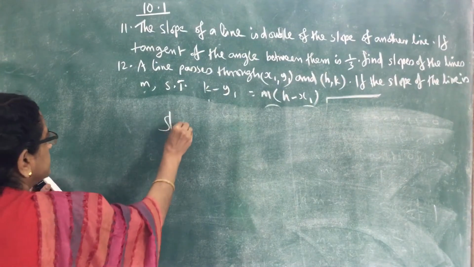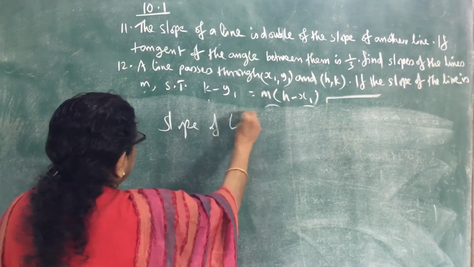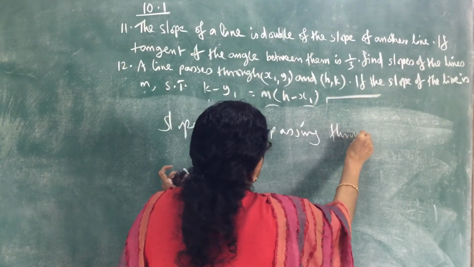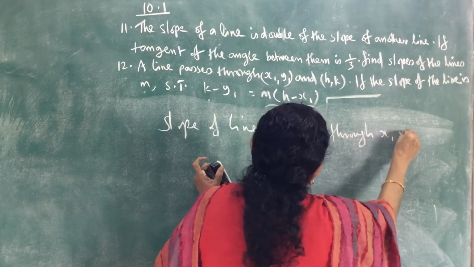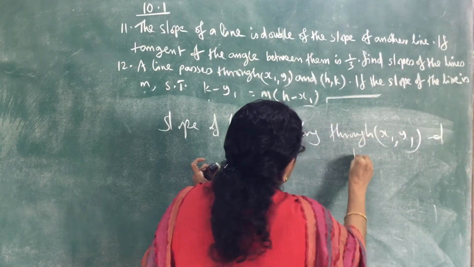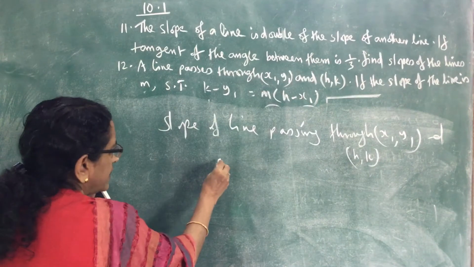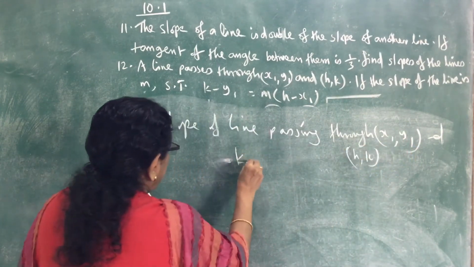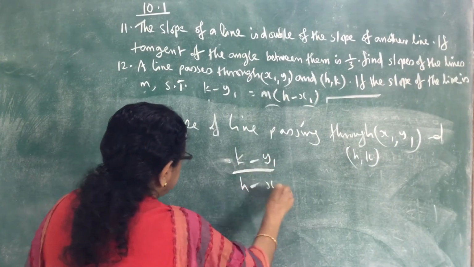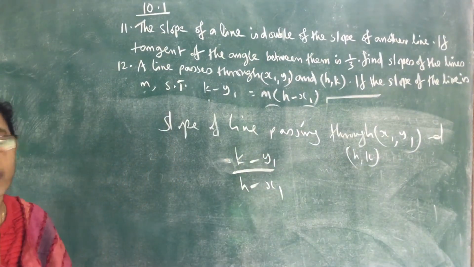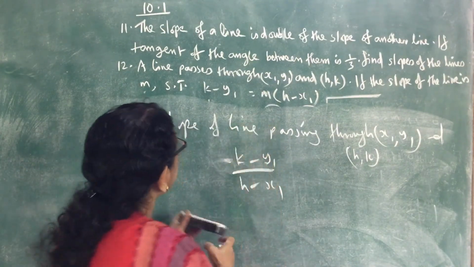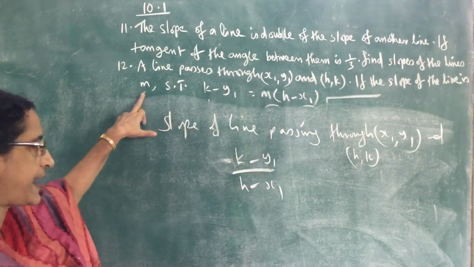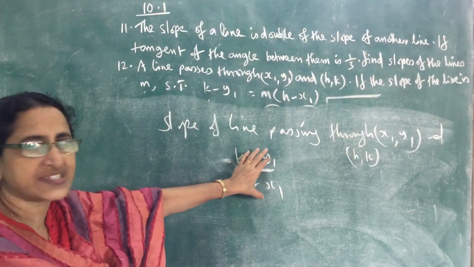So the slope of the line passing through x1, y1 and h, k, that is y2 minus y1, what is y2? k minus y1, divided by h minus x1. That is the y2 minus y1 by x2 minus x1 formula. And this is the slope. And given that a line passes through these two points, if the slope of the line is m, so we found the slope of the line using the formula.